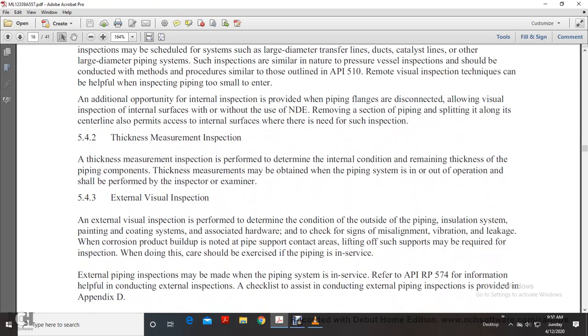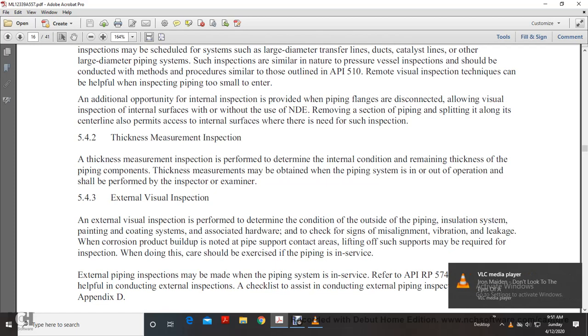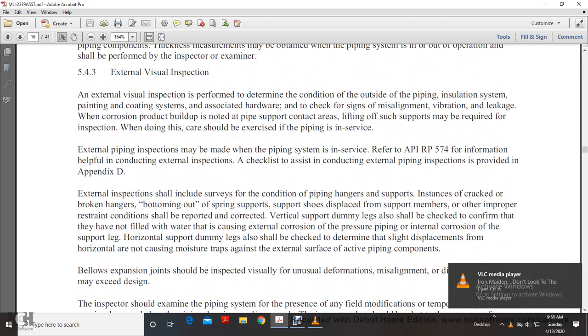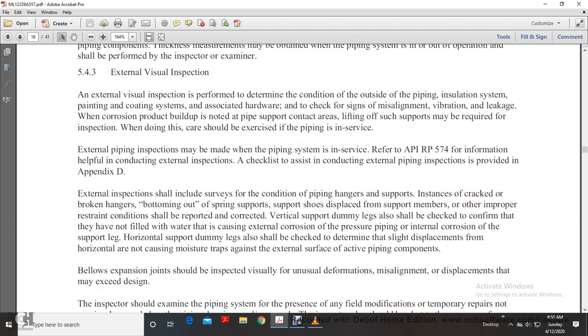5.4.2 Thickness measurement inspection. Thickness measurement inspection is performed to determine the internal condition and remaining thickness of piping components. The thickness measurement may be obtained when the piping system is in or out of operation, and should be performed by the inspector or examiner. 5.4.3 External visual inspection. External visual inspection is performed to determine the condition of the outside of the piping, insulation system, and coating system, paying attention to the associated hardware.